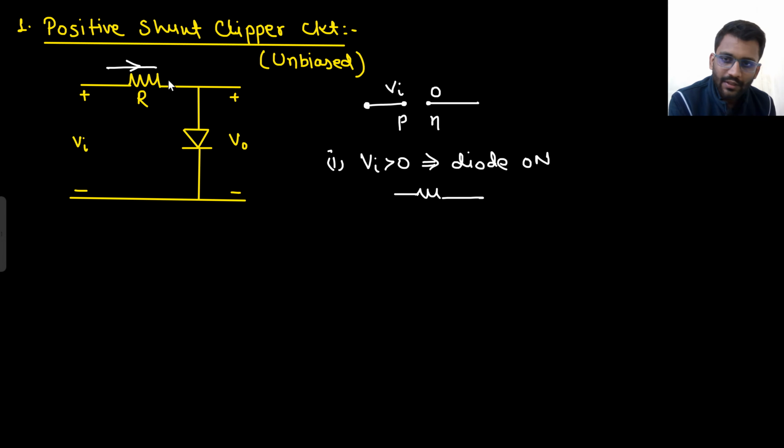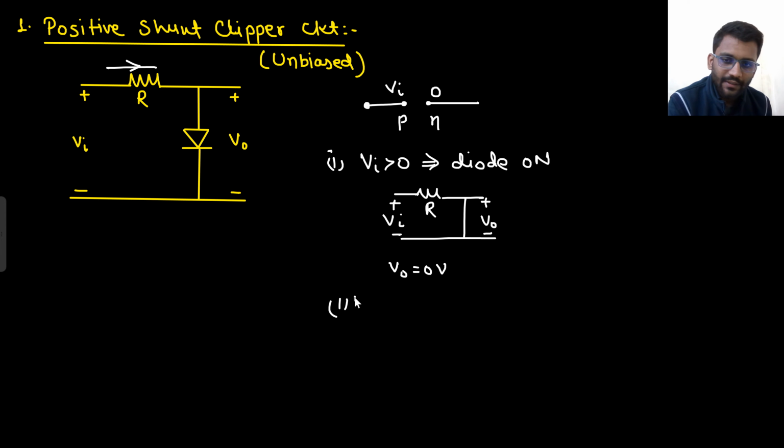If diode is on, diode will be shorted. This is resistance R. This is Vin applied here, and this is our V naught. So tell me what is the value of V naught? V naught is 0 only because this is shorted. So V naught will be 0 volt.